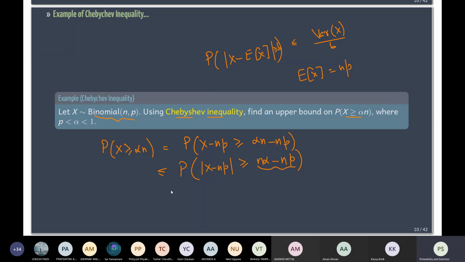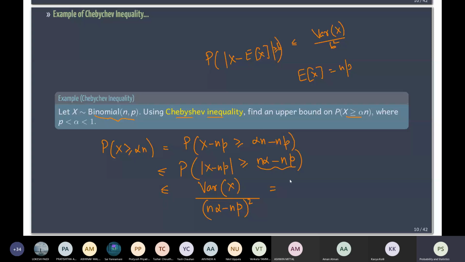So this will be further less than or equal to the variance of X divided by b squared, right? So there's a mistake here, this is b squared here. So n alpha minus np, squared.